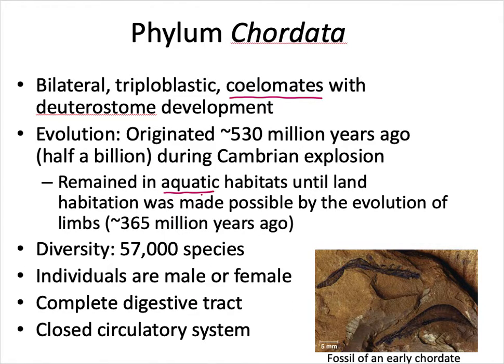As far as lifestyle, ecology, and reproduction goes, the invertebrate chordates are going to be aquatic, the lancelets and the tunicates. Individuals are male or female. Of course, they reproduce by sexual reproduction, and they do have a complete digestive tract from mouth to anus, a closed circulatory system, which means they have a heart and blood vessels that go in a complete circuit. And as far as the respiratory system is concerned, they have either gills or lungs, depending on whether they're aquatic or terrestrial. And so for our invertebrate chordates, they'll have gills.